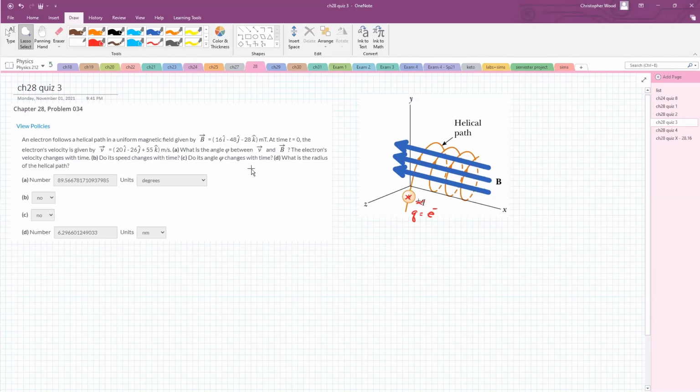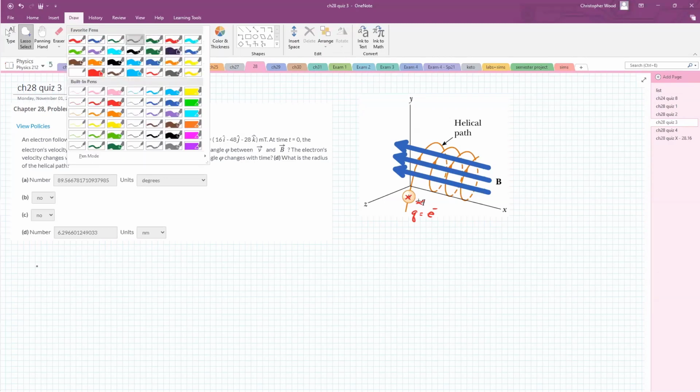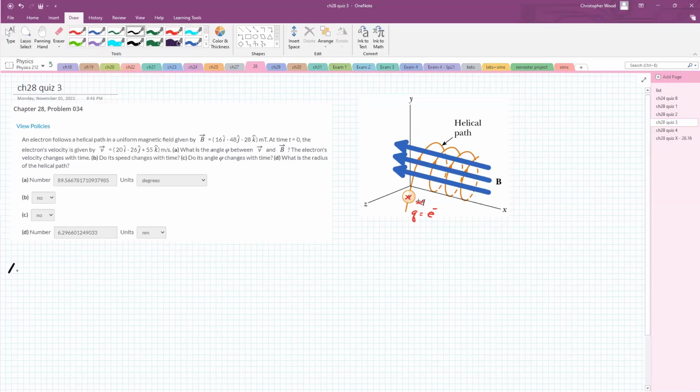All right, so this is what's going on. What's the angle between V and B? So here goes. This is definitely cross product day. Number one, what is the angle between V and B? So here is my, okay, we can actually draw this. And if you can draw it, you need to draw it.